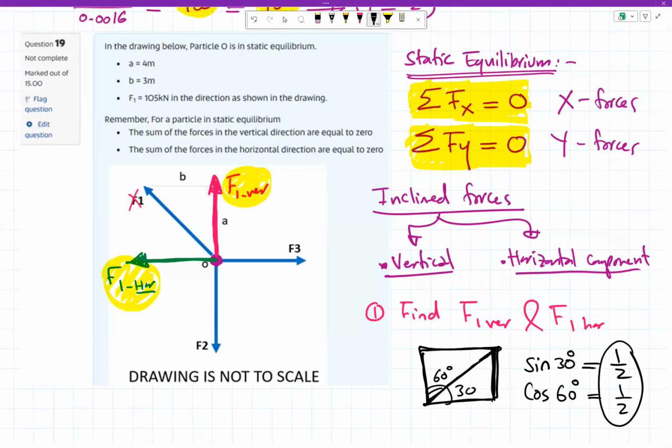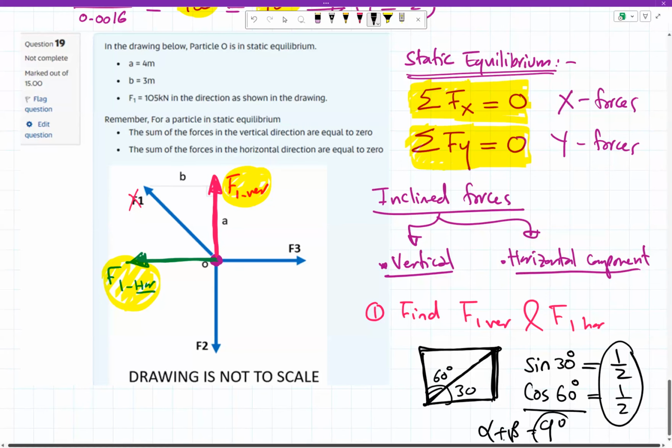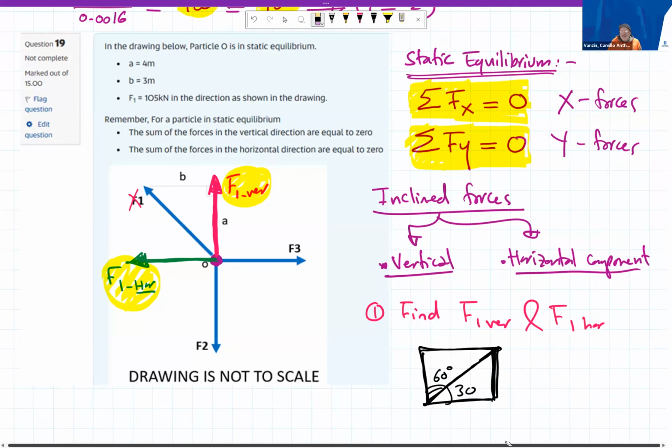Because the summation of these two angles together, alpha for example and beta, equal to what? 90 degrees. So I will just remove this part.